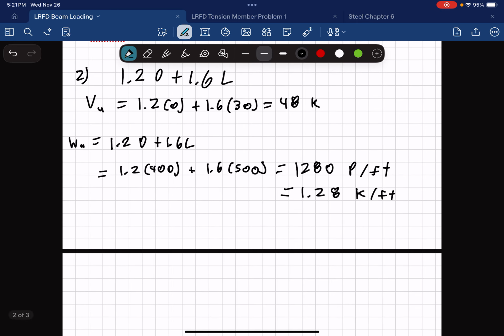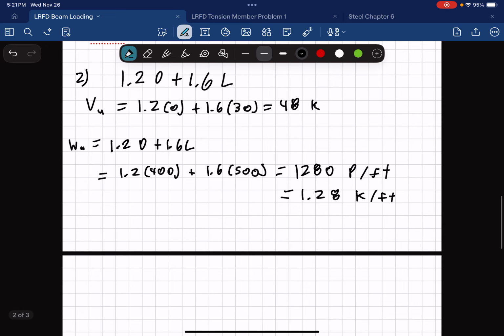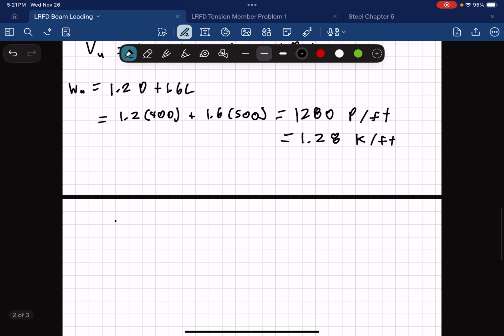When we're looking at this right here, we have 1.28 kips per foot. We need to multiply that by the length, though, to figure out what the total weight is going to be. 1.28 kips per foot times 35 feet is going to be 44.8 kips.